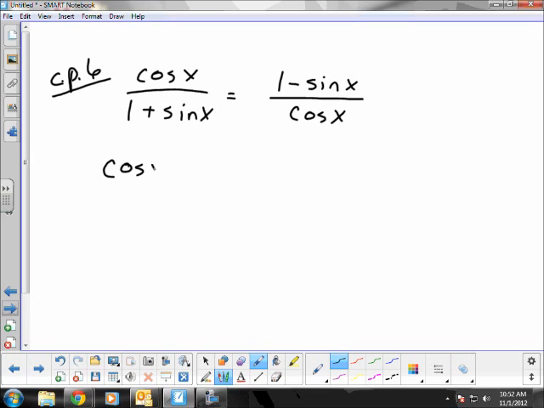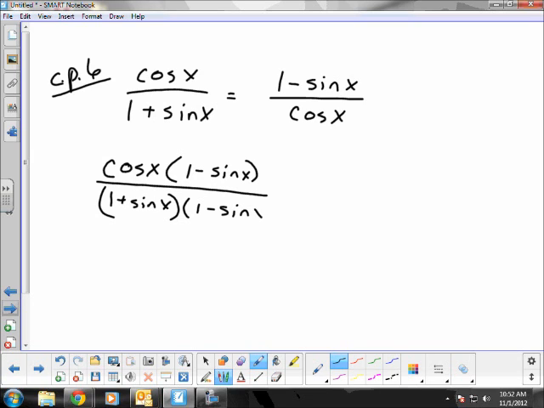So I have the cosine of x times 1 minus the sine of x over 1 plus the sine of x times 1 minus the sine of x. Now, I don't have to do anything to the other side because I multiplied by an appropriate 1. You're going to hear me say that a lot. Anything divided by itself is just 1, right? So I can use that idea and I can multiply the top and the bottom by anything I want without having to do anything to the other side. So I'm just going to leave that other side alone for right now. Remember we talked about that? Don't work on both sides at once.